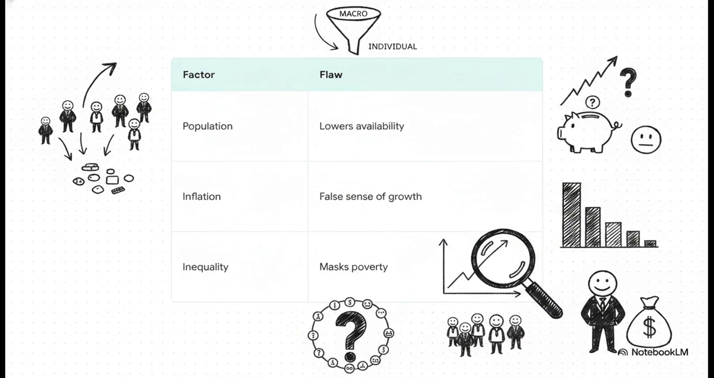So grade 12 students, as we conclude this masterclass on the macroeconomic funnel, I'll leave you with this provocative thought to analyze. If our economic models rely on averages that can so easily obscure the true economic reality of the individual, are we actually measuring national wealth or merely a statistical illusion? Keep questioning the aggregates.